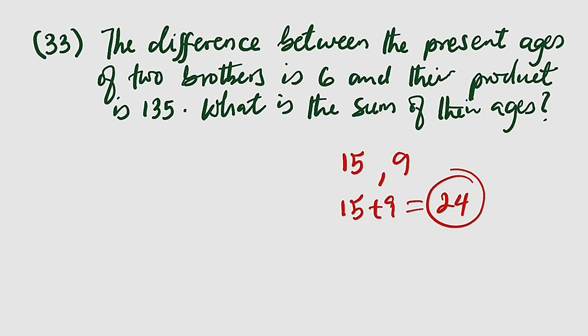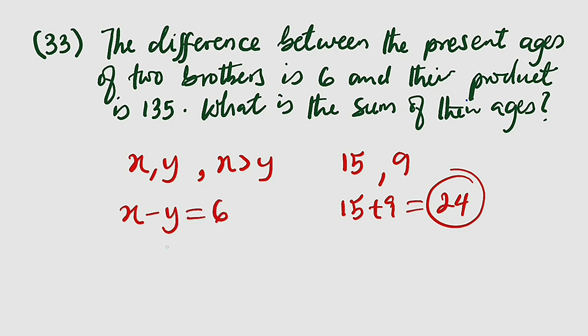Well, let me show you how you can do that. You can assume the two numbers are x and y, and you can declare that x is greater than y, right? So the difference, meaning you should take the bigger number, which is x, you subtract the smaller one, and you must get 6. And once you multiply them together, you shall obtain 135.